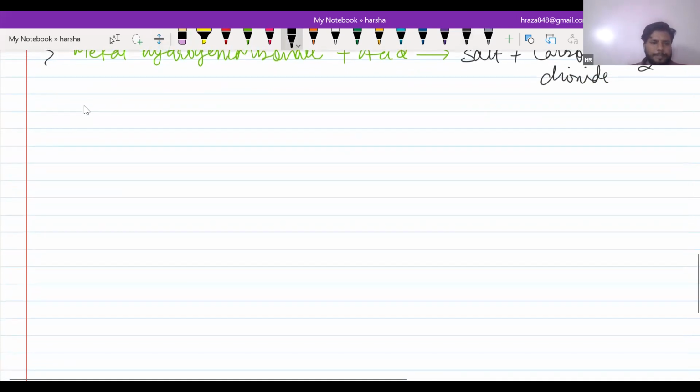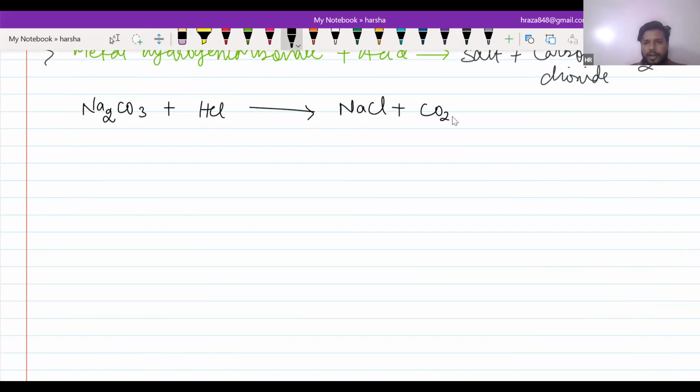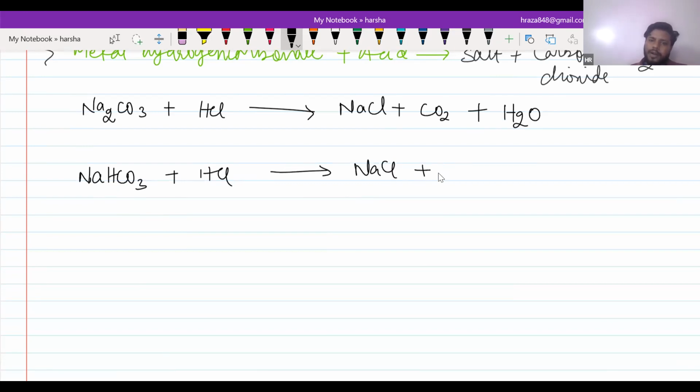Now going to take an example to explain this. Sodium carbonate, that is metal carbonate, reacts with HCl to form a salt, that will be NaCl plus carbon dioxide plus water. Can anyone balance it? And if there is a reaction between metal hydrogen carbonate, sodium is metal and hydrogen carbonate NaHCO3 reacts with HCl to give salt plus carbon dioxide plus water. Is it balanced or not? If it is not balanced, just balance it and let me know the answer.